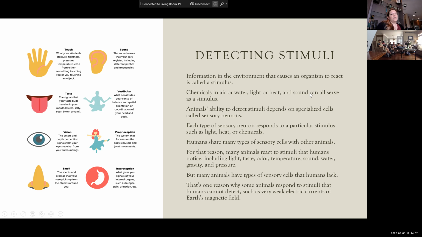So you got information in your environment and it causes you to react in some way, or any animal to react. So you got chemicals, light, heat, all these things. Each type of sensory neuron responds to a particular stimulus. They're all different, as we were saying. And we share a lot of these with other animals. So animals react to stimuli that humans notice, like light, taste, odor, temperature, sound, water, gravity, pressure.